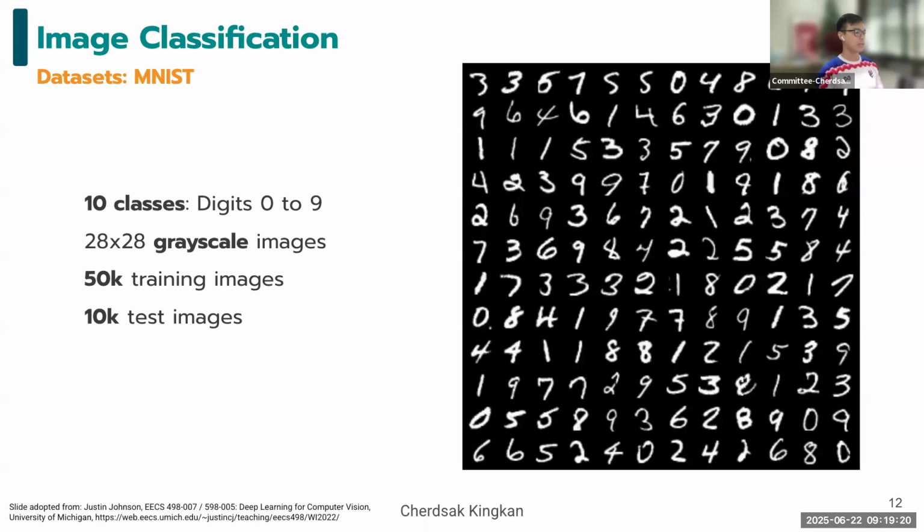The very first and simplest data set that has been collected, and is widely used in the machine learning and deep learning for computer vision community, is the MNIST dataset, which is black and white images of digits from 0 to 9. So it has 10 classes. And these images are very low resolution, just 28 by 28 grayscale images. And in this dataset, there are 50,000 training images and 10,000 testing images. Okay.